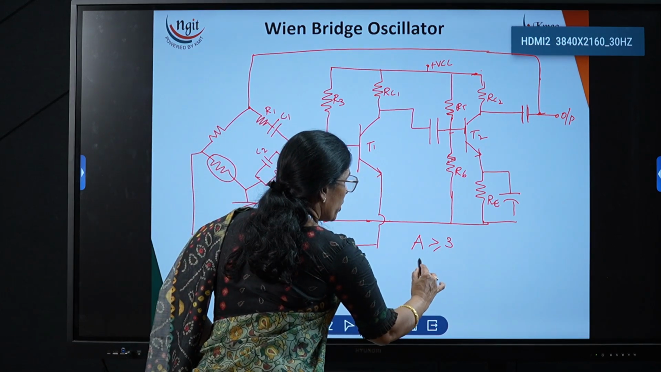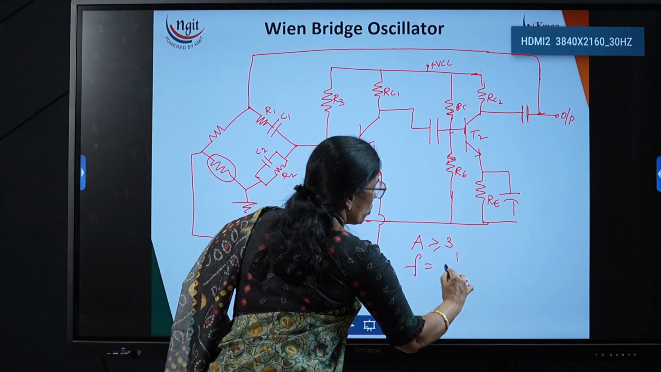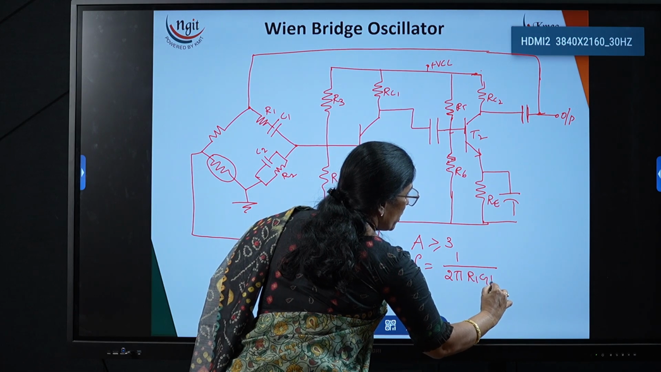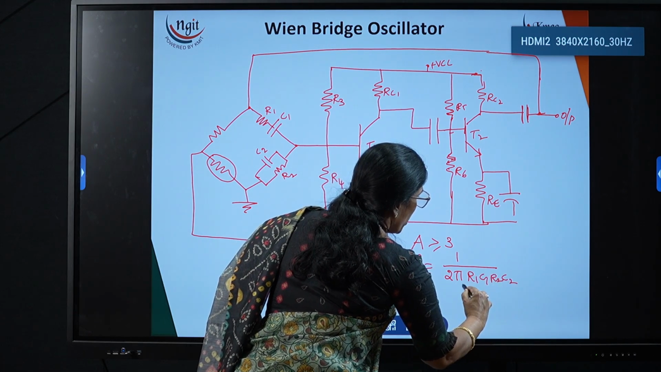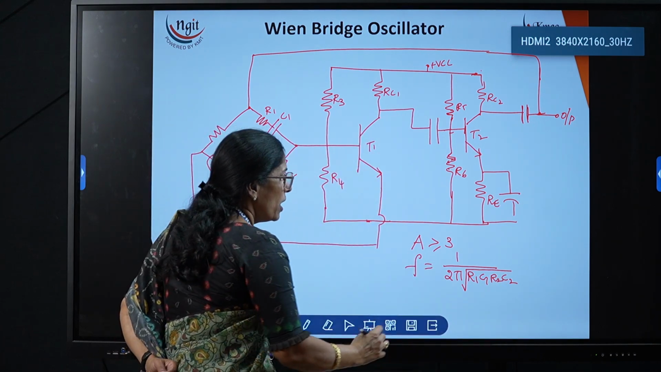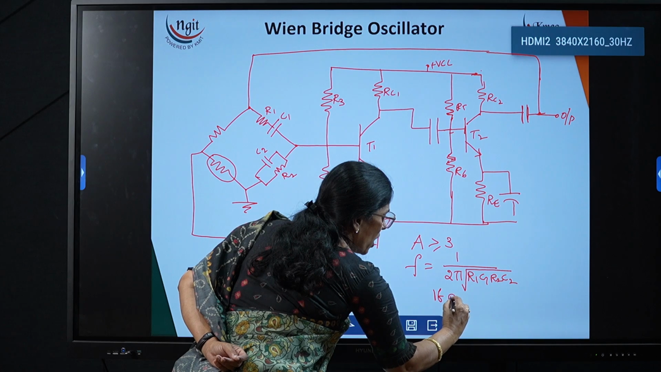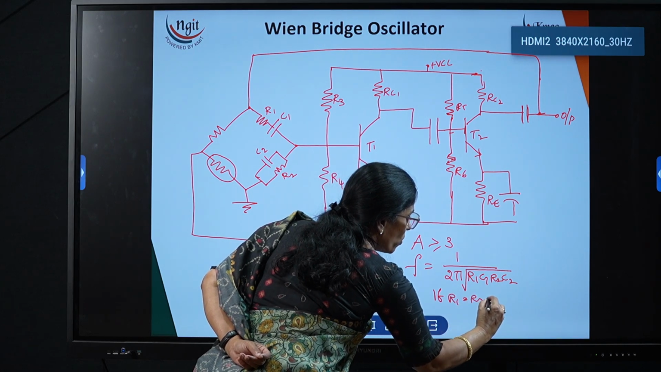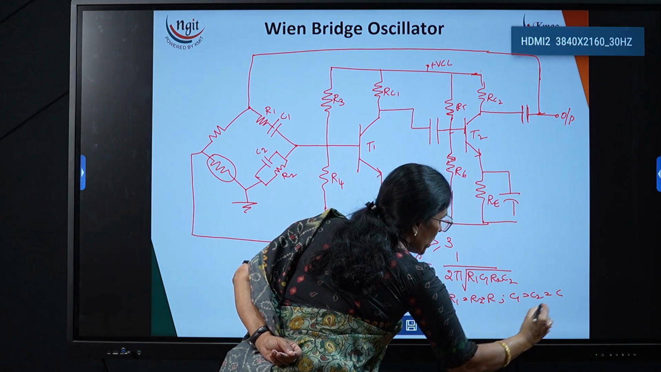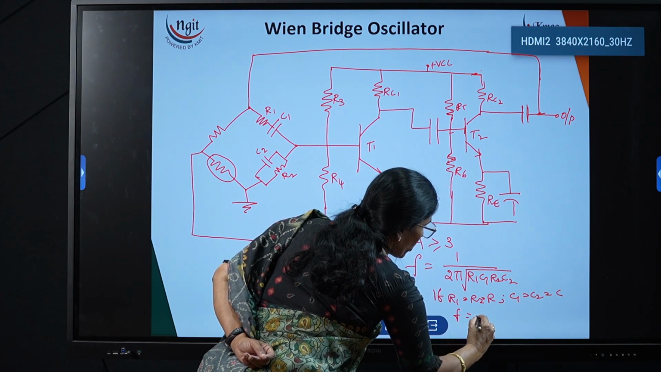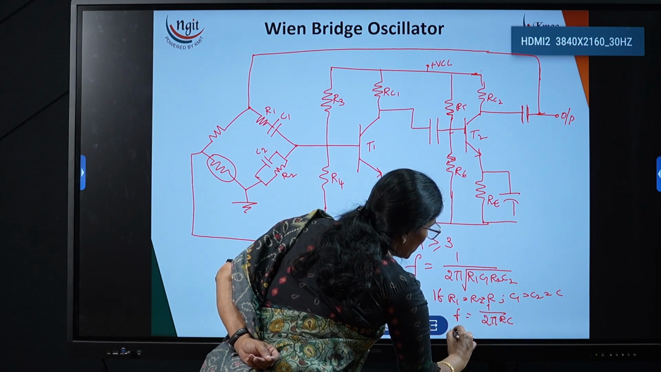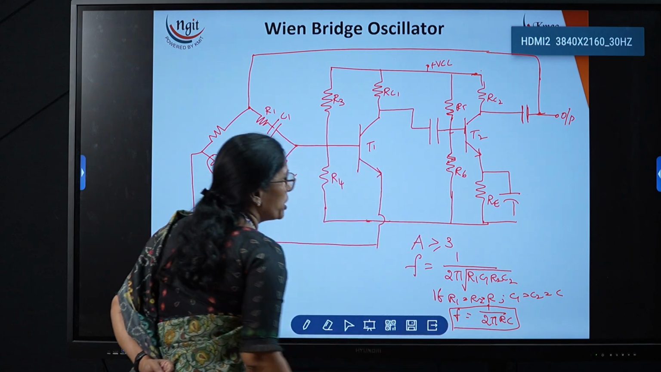If we derive the frequency, then the frequency formula is equal to 1 divided by 2 pi under root R1 C1 R2 C2. So if R1 is equal to R2 is equal to R, and C1 is equal to C2 is equal to C, then the same expression, how can we write? F is equal to 1 divided by 2 pi RC. Now this is the frequency formula for the Wien bridge oscillator.